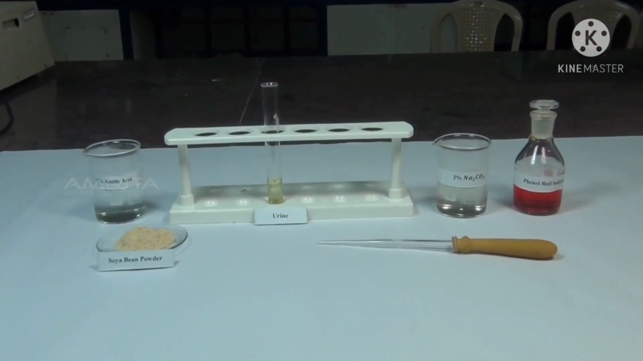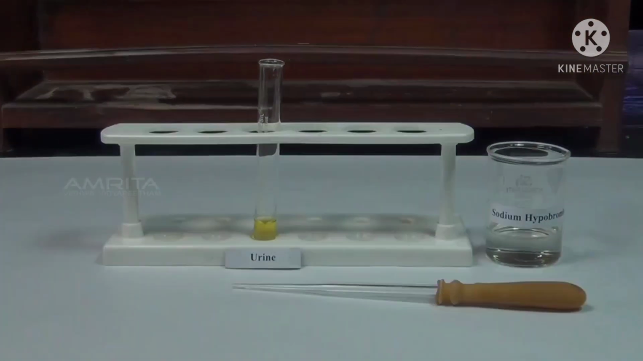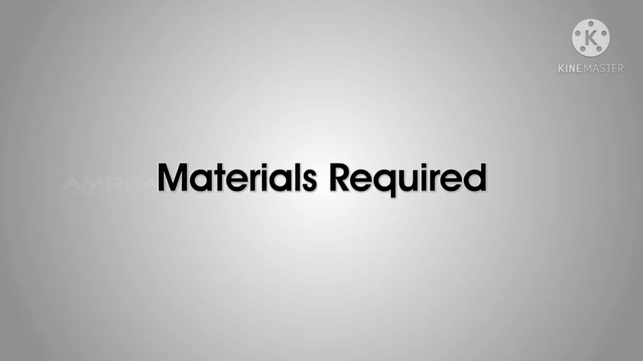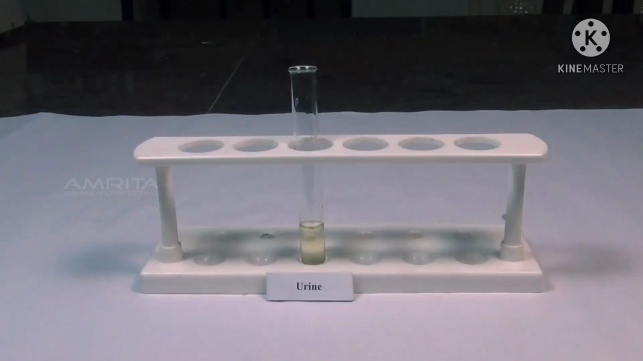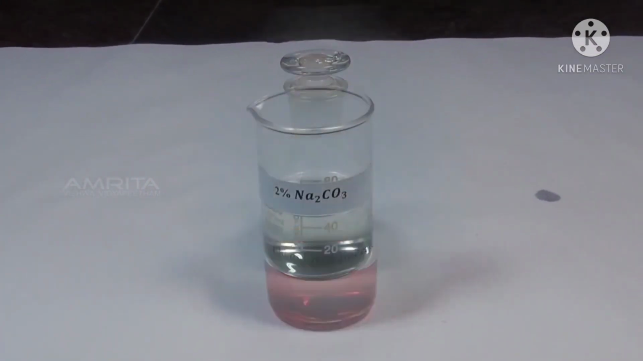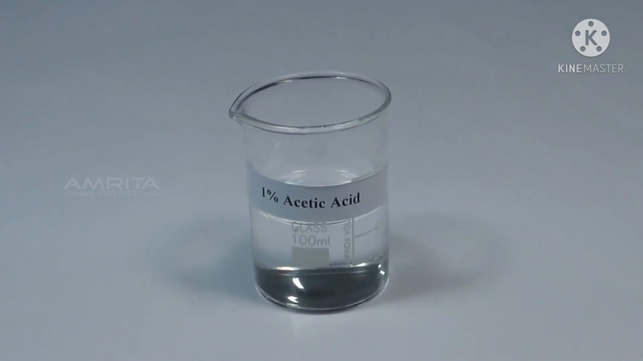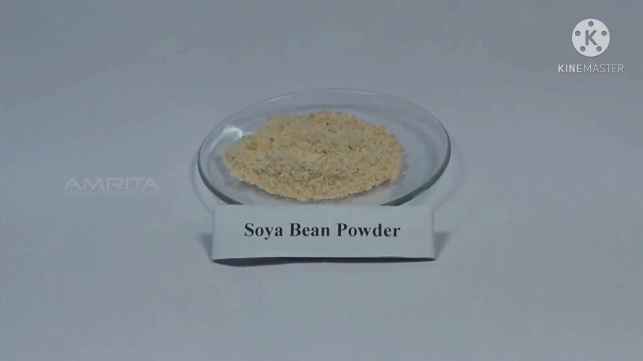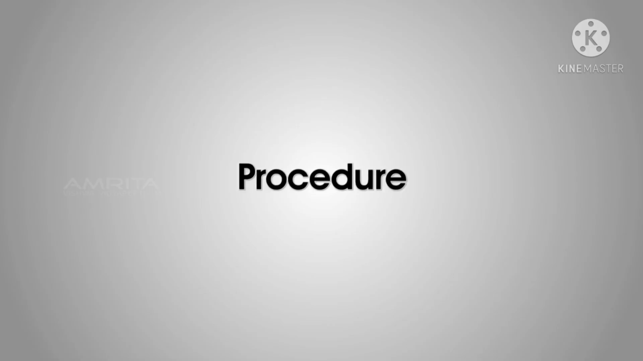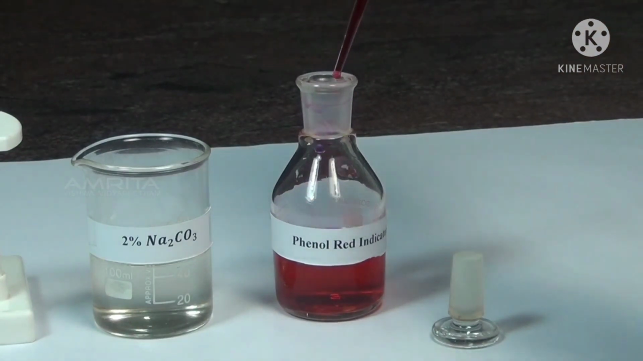To detect urea in urine, urease and sodium hypobromite tests are done. Urease test. Materials required: urine sample in a test tube, phenol red indicator, 2% sodium carbonate, 1% acetic acid, soya bean powder, spatula, and a dropper. Procedure: using a dropper, take some phenol red indicator.